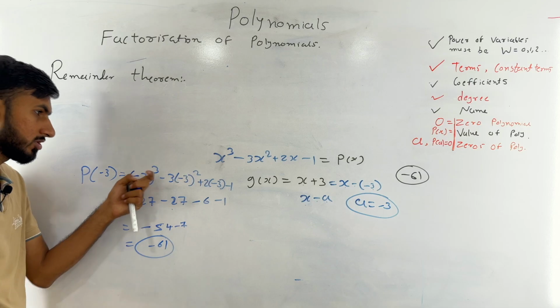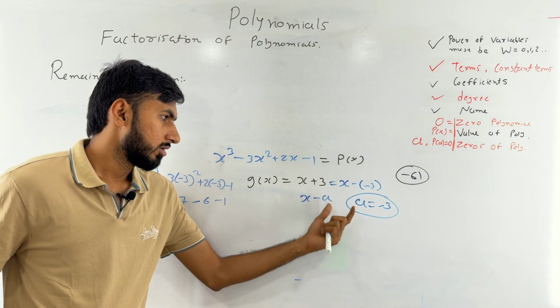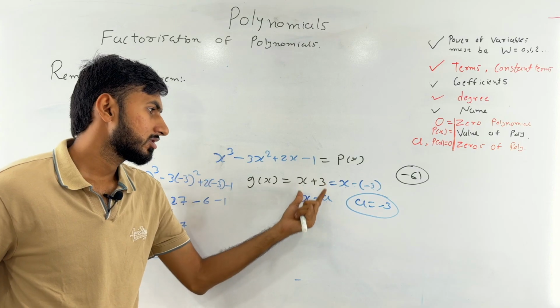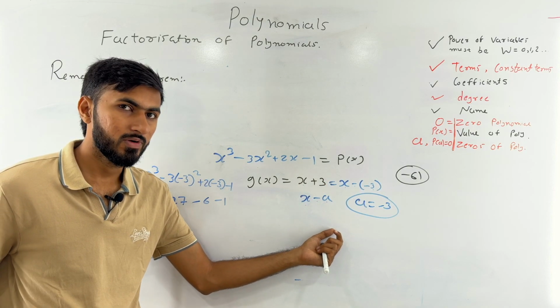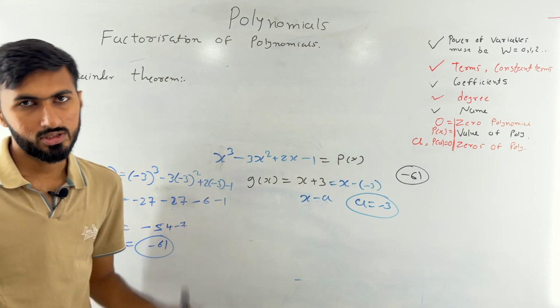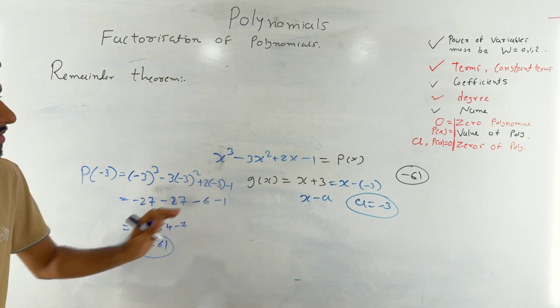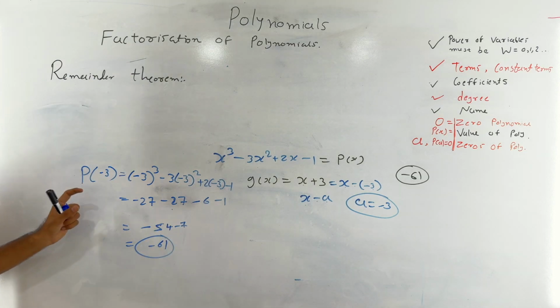So you get the answer in just 3 steps. You just have to find the value of a by comparing the divisor with x minus a, right? You can find the value of a very easily. Now put this value of a in place of x in p of x. This is a very short method if you compare it with the long division method, right? Now this is your remainder theorem.